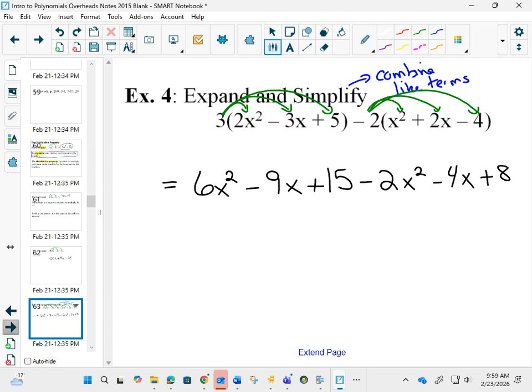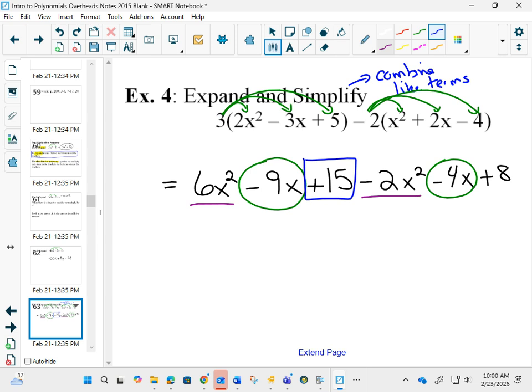Now, like terms. I'm going to start by underlining this one in purple. Are there any terms that are alike with the 6x squared? The minus 2x squared. Perfect. Next, I'm going to switch to green. I'm going to circle this minus 9x. Because I know you don't have a bunch of different colors, you're going to have to use different shapes. Is there anything that is a like term with the minus 9x? The minus 4x. I'm going to circle that one as well. And then I'm going to use a square around the plus 15. Any like terms with plus 15? The plus 8.